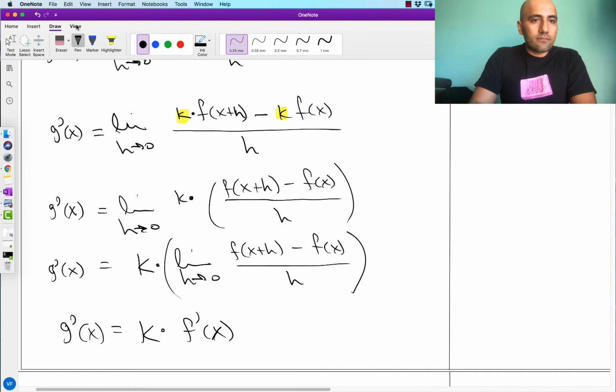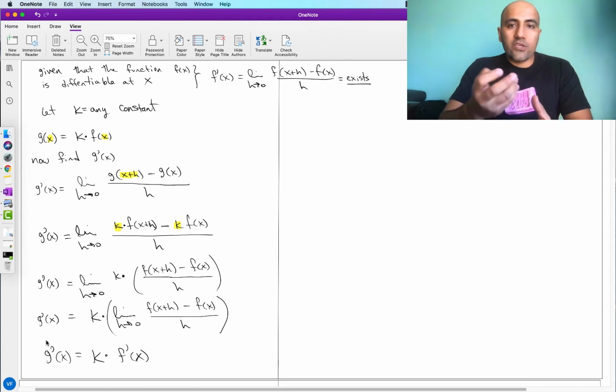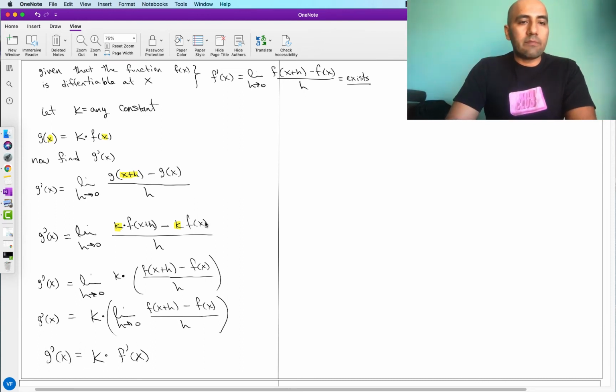Okay, let me zoom out. So if we are given that the function f of x is differentiable at x, so that's something that we know to be true, the derivative exists, and k equals any constant, then if we define a new function g of x equal to k times f of x, and we want to find the derivative of g of x, so g prime of x, by definition, we can follow this process and end with this, right? So what is this saying? It's saying that if we are given a g function, which is a multiplication of a constant times a function that we know is differentiable, then we can just multiply the constant times the derivative of that function, right? That's what this is saying. Let me formalize this with a theorem.